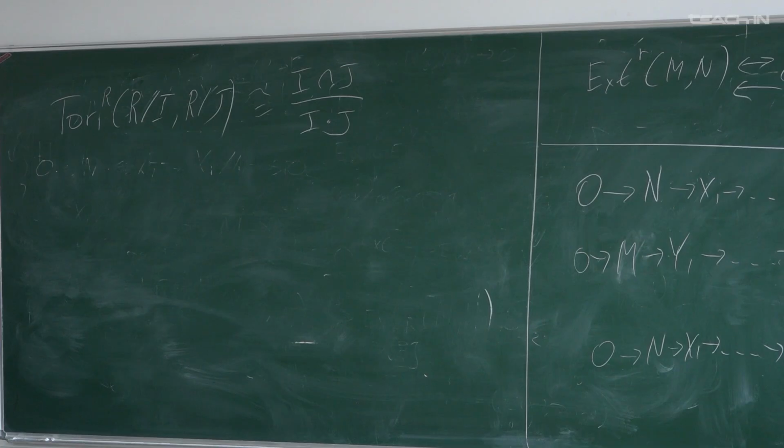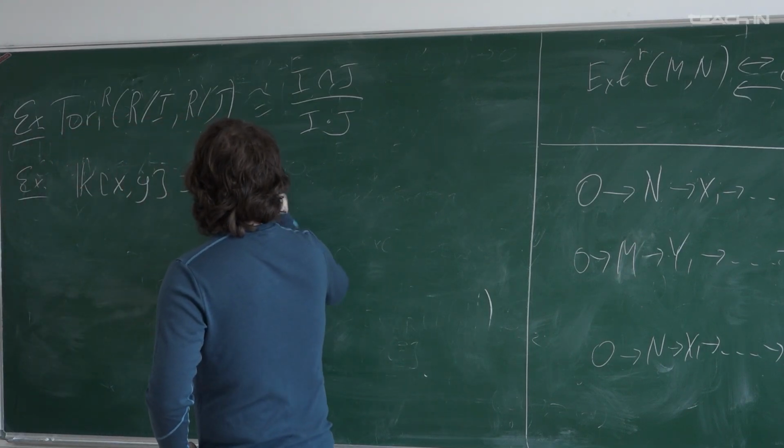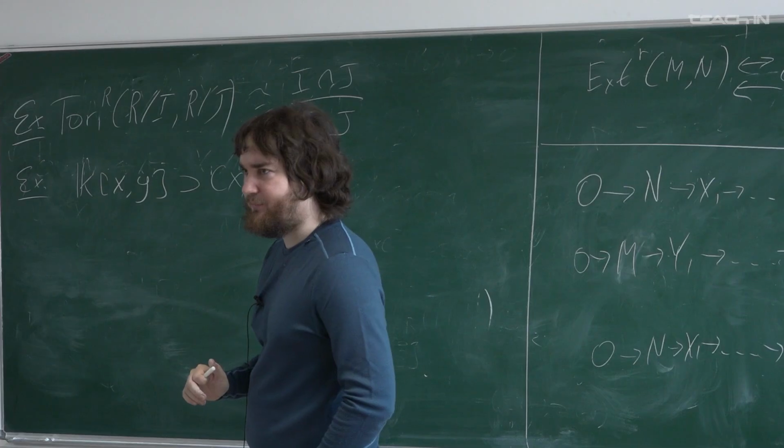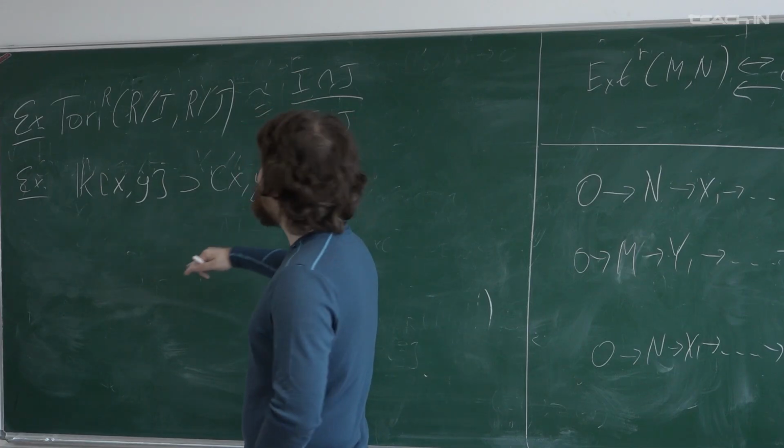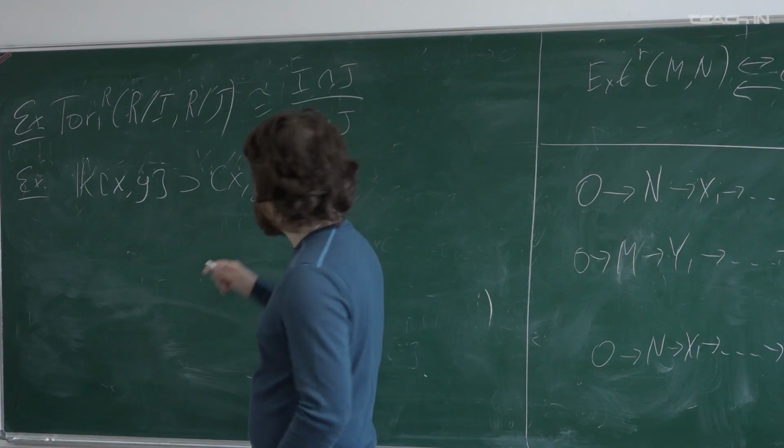Okay, and also an exercise. I leave it to you for the next seminar. Another exercise: for example, consider polynomials in 2 variables and consider the ideal generated by any polynomials without constant term. It's an ideal, so it's a module. This module is torsion free, obviously, but it's not flat.